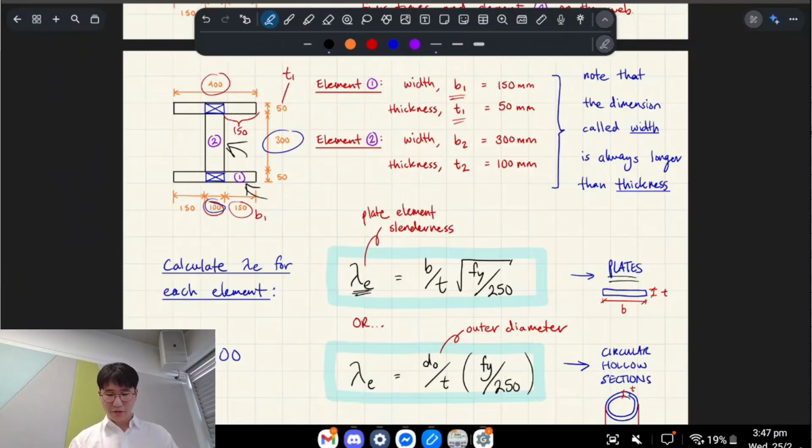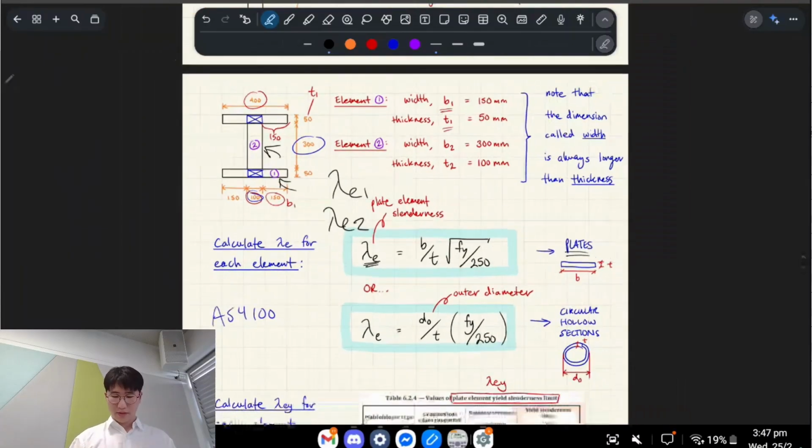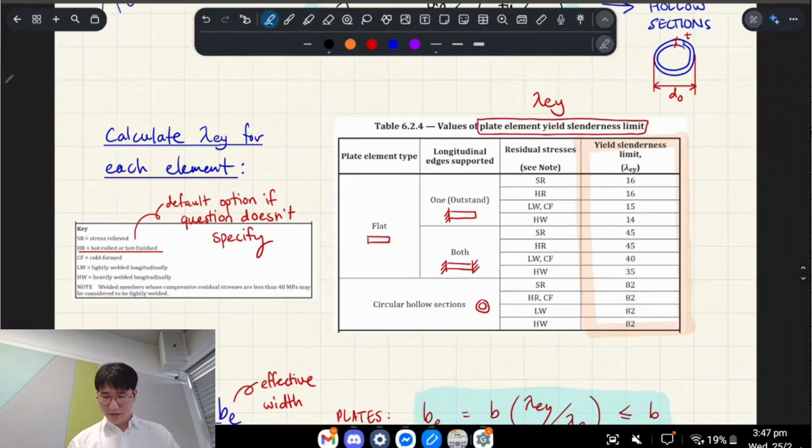Yeah, and then we have two elements, right? So we're going to talk about slenderness of element 1 and slenderness of element 2, and we're going to compare it, okay? So another term you have to look at is the slenderness of the element, the yield limit, okay?